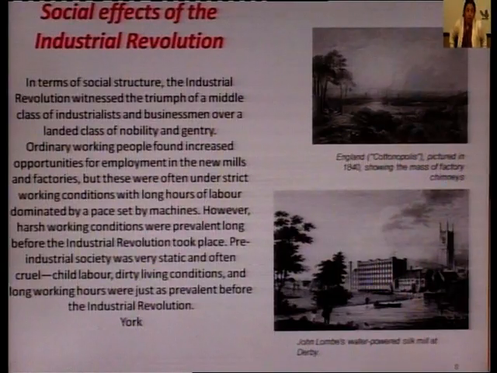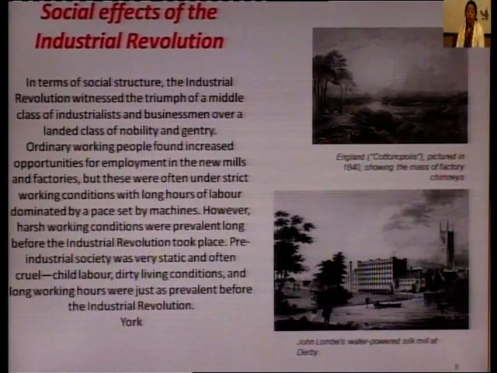It would not be wrongly placed to discuss the social effects of the Industrial Revolution. Now, what are the social consequences of a revolution that takes place? Largely, one sees that it is a triumph of a middle class of industrialists and businessmen over a landed class of nobility and gentry. Ordinary working people find increased opportunity of employment in the new mills and factories, and these were often under strict working conditions with long hours of labor dominated by a pace set by machines.